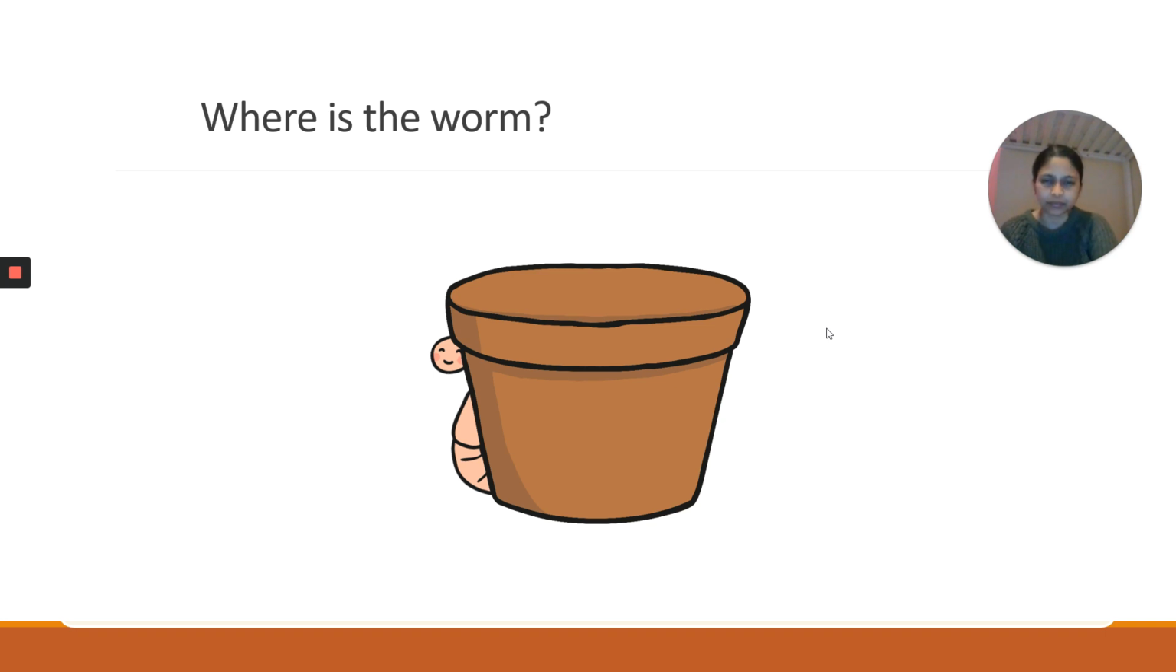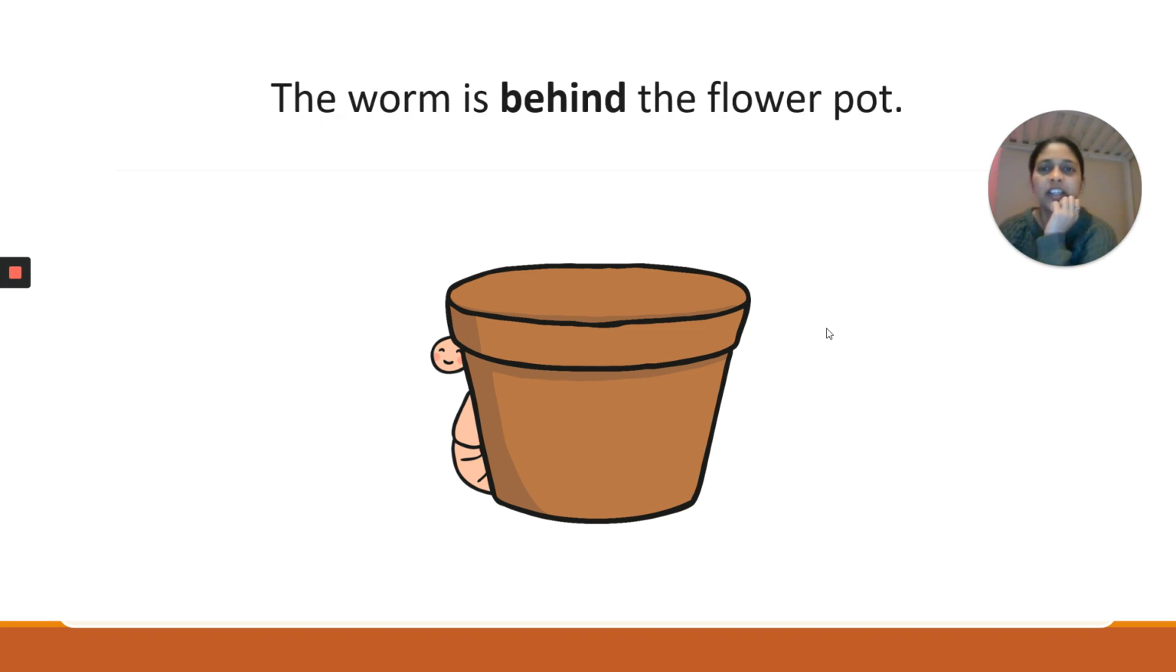Where is the worm now? The worm is next to the flower pot. Is it next to the flower pot? Let's have a look. No, the worm is behind the flower pot. If it was next to, it would have been on the side, but it is behind the flower pot. Okay? I wonder who got that one right. Okay? Right. So those are some examples of the prepositions that I have used with this flower pot.